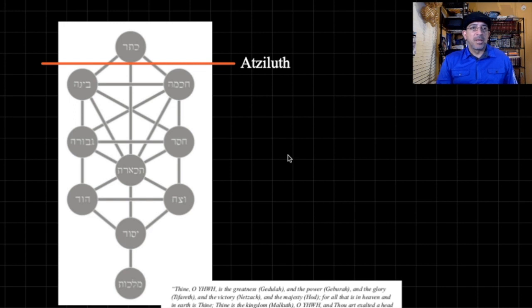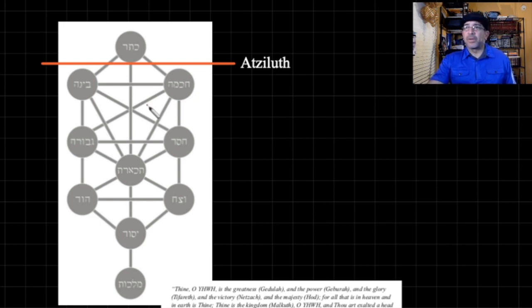The name of God that is attributed to Keter is the name Ehia. And if you want to give it a symbolic biblical figure, it's Habore, the creator. Okay, so that's Keter.